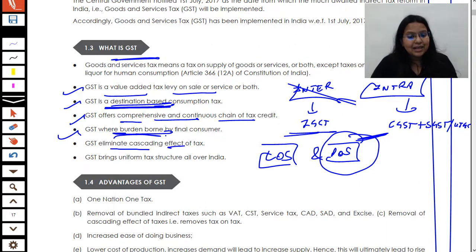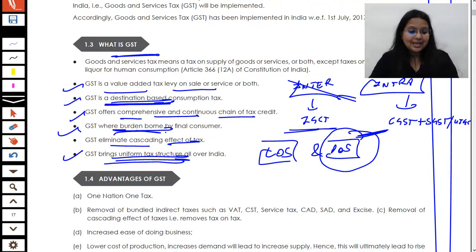Next, GST eliminates the cascading effect of tax. Cascading effect of tax means that in the previous taxation regime there was a double taxation system, but now there is no such double taxation, because at every stage ITC is availed. GST brings a uniform tax structure all over India.